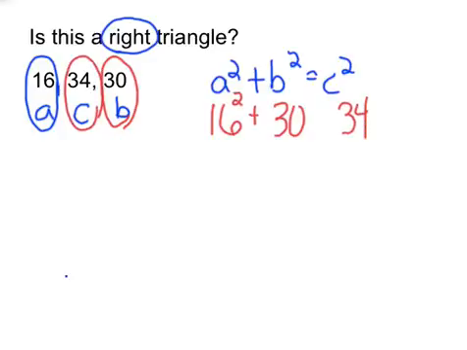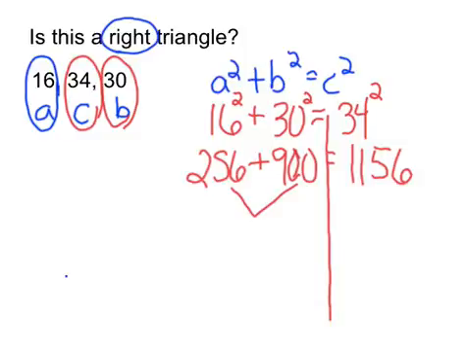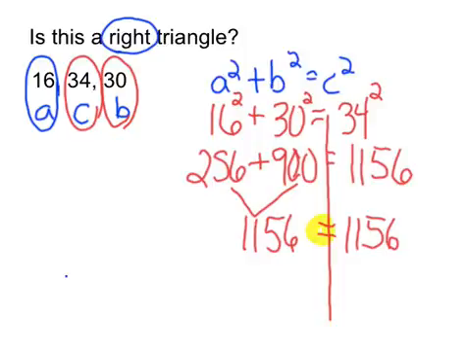Everything else I'm going to drop down, my squares, my pluses, and my equal sign. Okay, with my calculator, 16 times 16, 256. 30 times 30, 900. And 34 times 34, 1,156. No variables, so I'm going to go ahead and add these two up in my calculator. 900 plus 256 is 1,156. Now I'm going to bring everything else down. I got to see if these are equal to each other. 1,156 is equal. So is this a right triangle? Yes, it is. And there's my work.